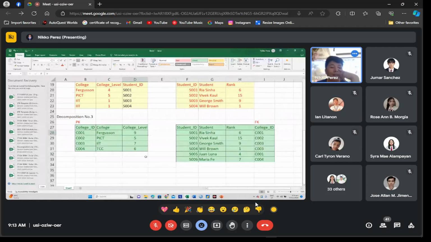So the update is very easy, as well as the insert. Okay, I don't have to put in the entire information, no? All I have to do is focus on the student. If I insert another student here, let's say Pedro.